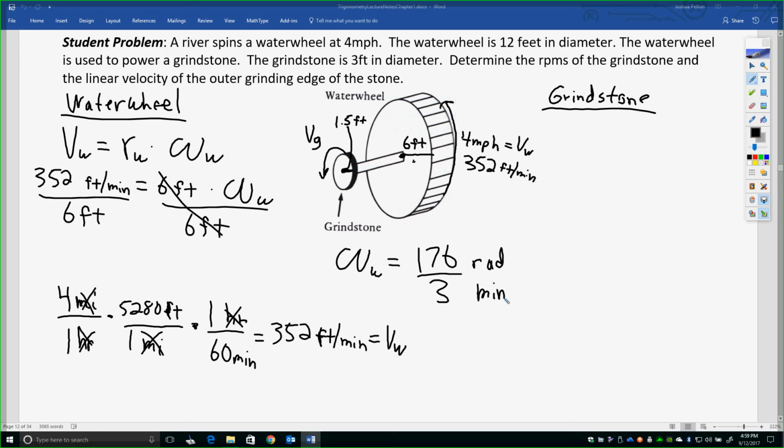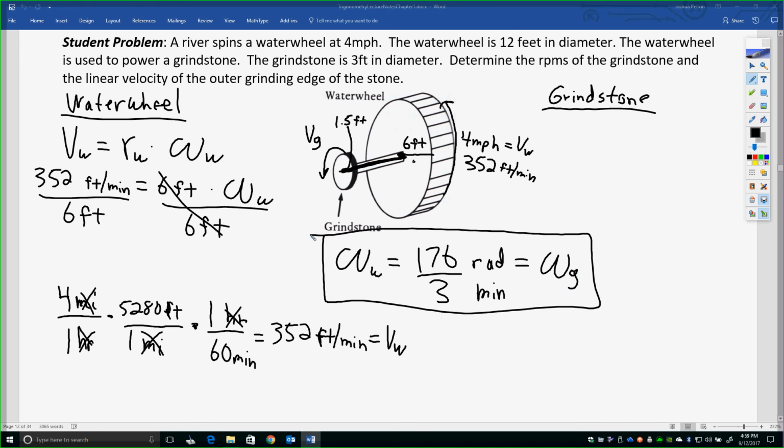We want to notice here, that's the water wheel center. So the center of that wheel is spinning at that many radians per minute. But they're connected with a rod. So if the big wheel spins 100 times, the small wheel has to spin 100 times. If the small wheel spins 2 times, the big wheel spins 2 times. So that means they spin the same amount of times, so they have the same angular velocity. They're the same. There's no difference.